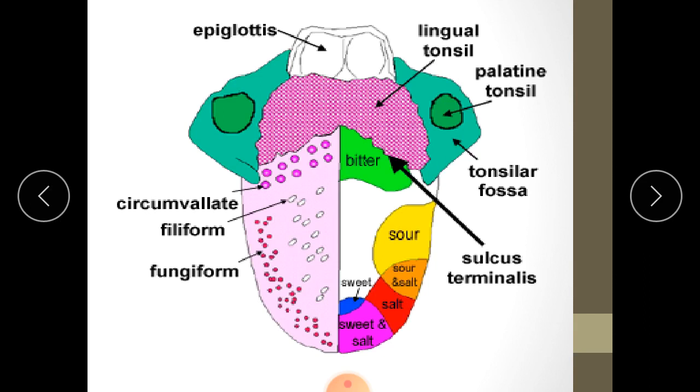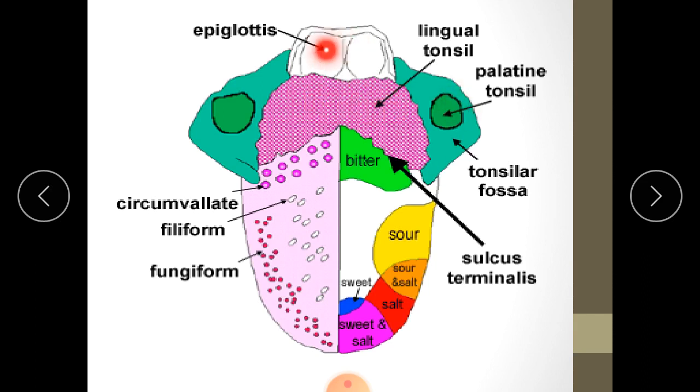The tongue is posteriorly attached to the floor of the buccal cavity, whereas the anterior end is free. It is externally surrounded by the mucous membrane and submucosa. This part has lingual tonsils. Can you see here? Lingual tonsils. Here palatine tonsils are there.